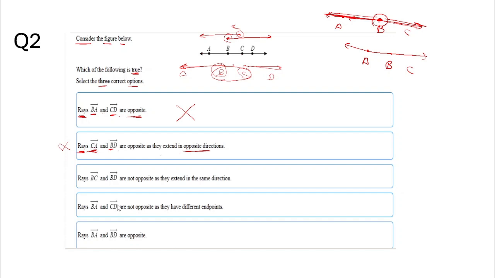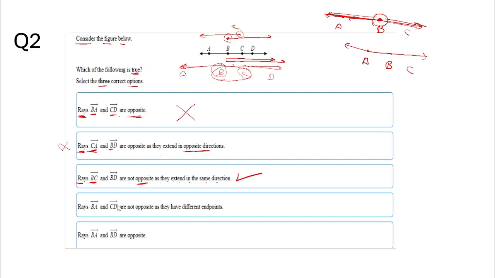Okay, let's go for the third option. Rays BC and BD. Where is BC? This is BC, in this direction, and BD. Two rays are not opposite. That's right, as they extend in the same direction. Yes, they are moving in the same direction, so this is a correct answer. They are not opposite.